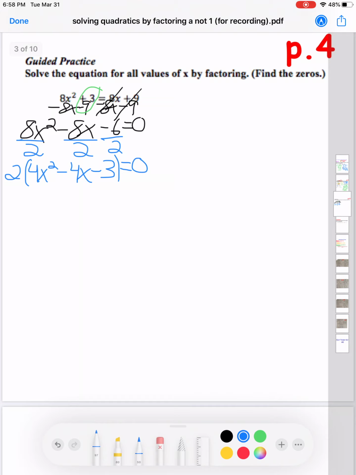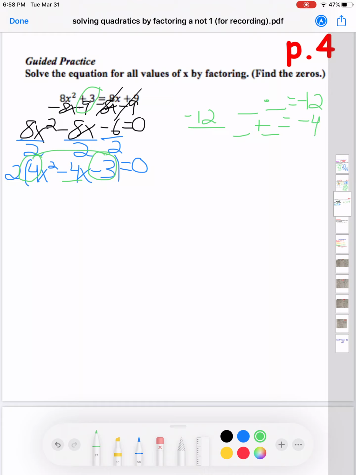So if we notice here, our new a is 4 and our new c is negative 3. If we multiply 4 times negative 3, we get negative 12. So right now we're trying to come up with two numbers that when I multiply them, I get negative 12, and when I add them, I get our b term, which is negative 4.